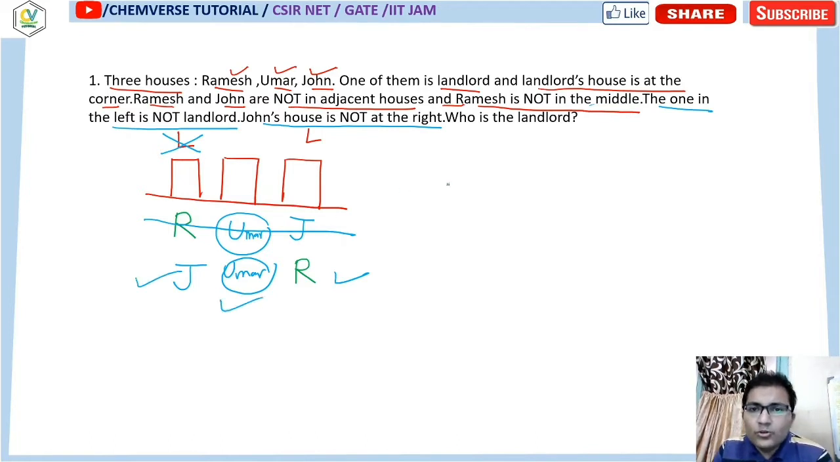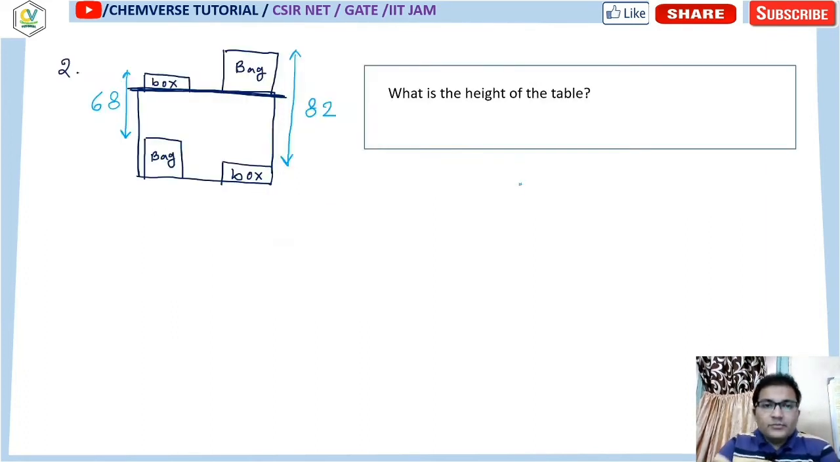So who is your landlord? Your landlord will be Ramesh. So the answer to this question is Ramesh. This is the detailed solution of the first question. So let's move on to our second question.